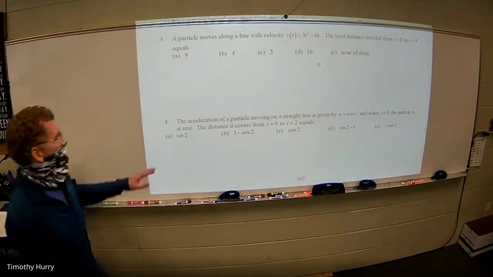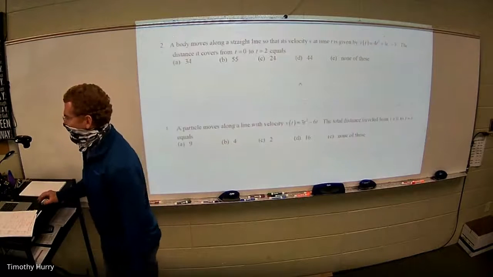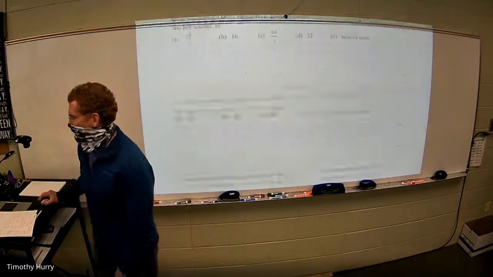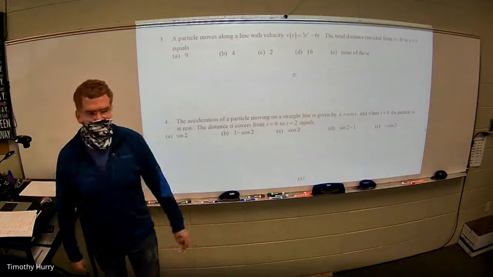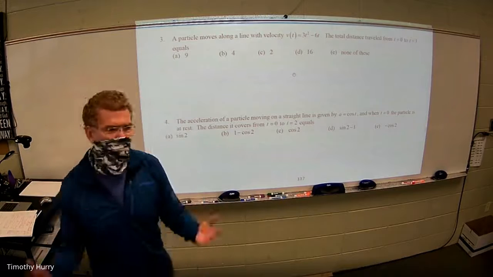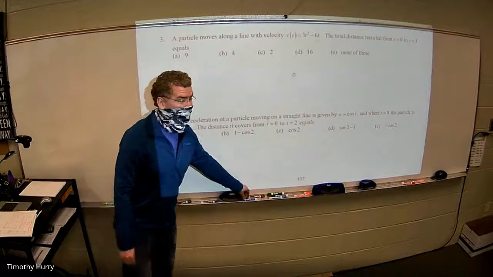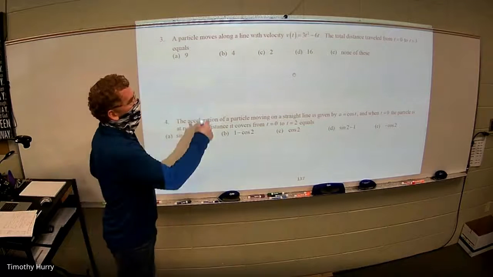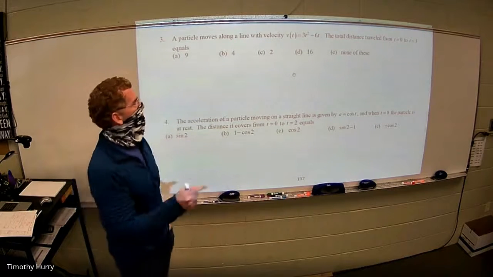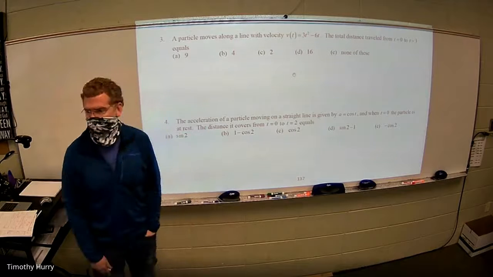All right, so I'm jumping to page 135, 137, number 3. And let's see what we can do. And again, you see this, you're like, I know how to do these. We're going to get to some other thing. Hopefully never do all. All right, number 3, it says a particle moves along a line with a velocity given by this. The total distance traveled from 0 to 3 equals what?